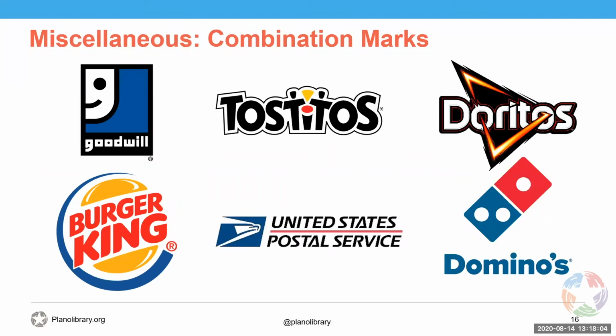And now we're going to move into the miscellaneous types of logos, which include combination marks. Combination marks are a combination of your icon logos and your type logos. So they include both. Some of them do it a little bit more separately. So you can see on Domino's, you have the picture floating above and then you have the text underneath. So it's very separated. Others, like the Tostitos logo, you can see that they incorporated the icon right into the middle with the two people sharing chips over a bowl of salsa.